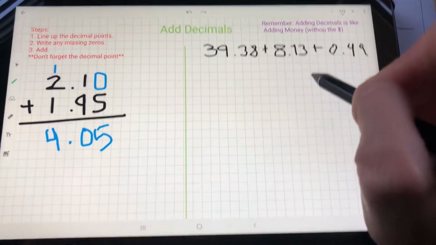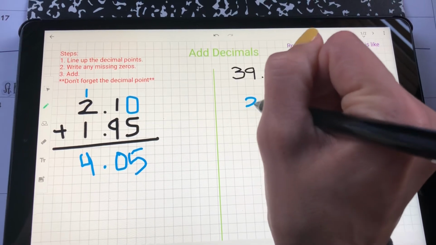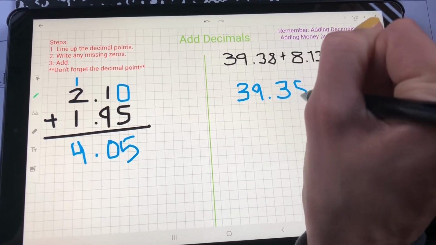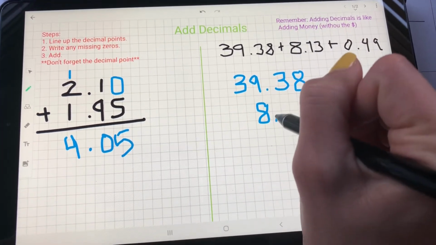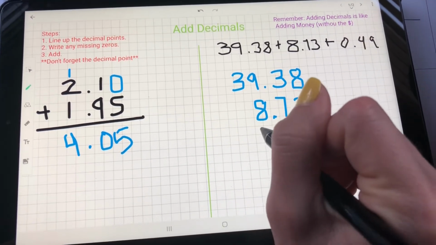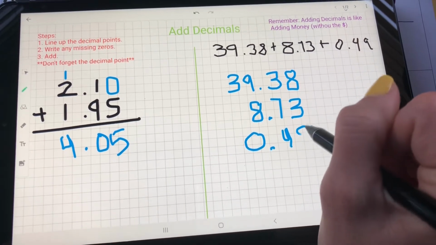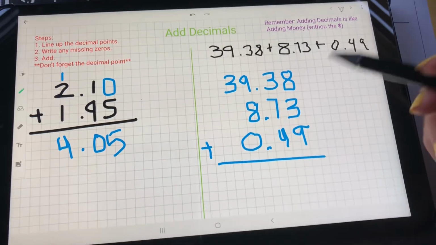Okay, let's try this one. So the first step is line them up. 39.38. Then we're going to do 8.73 and 0.49. We're going to add them. Now we check.